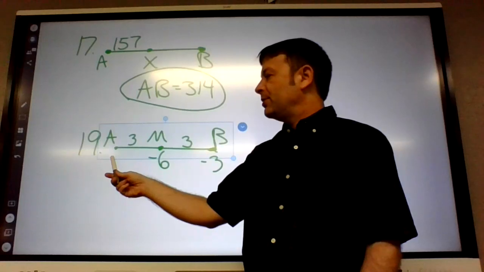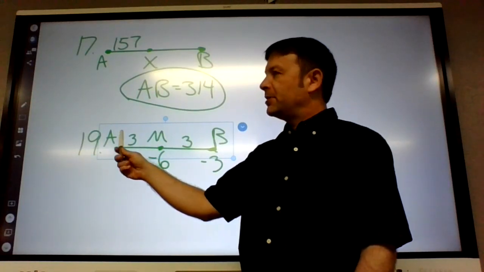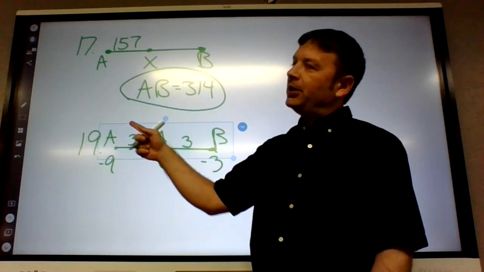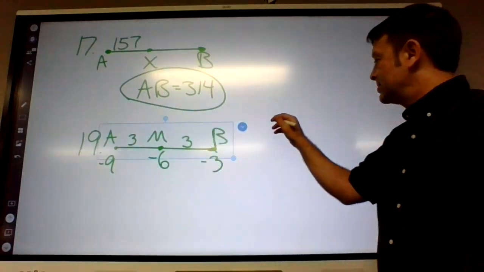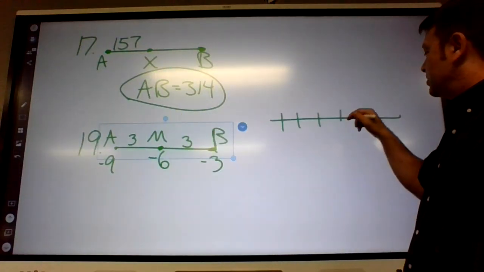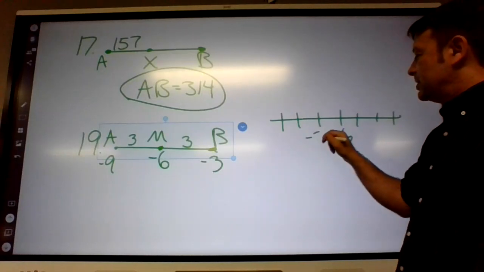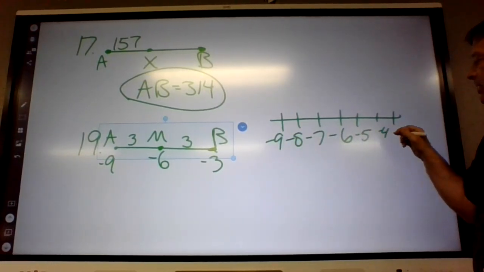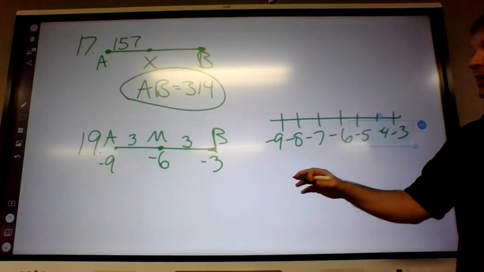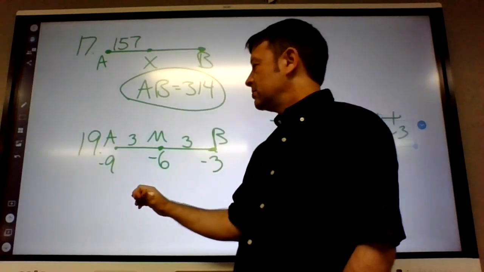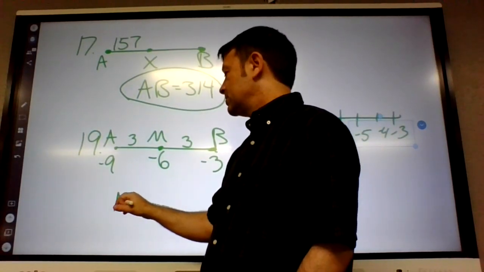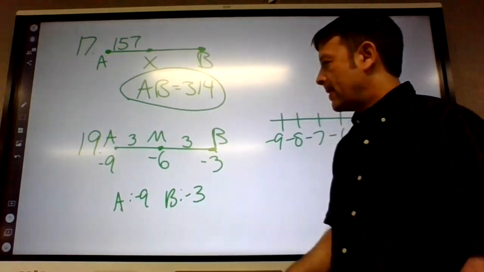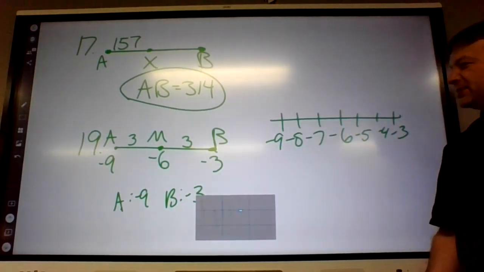How would we find the coordinate for A if we move 3 to the left? -9. That's like -6 minus 3. We're going 3 steps backwards on a number line, so it's -7, -8, -9. And going the other way, -5, -4, -3. So -3 and -9 are the coordinates. That is all.